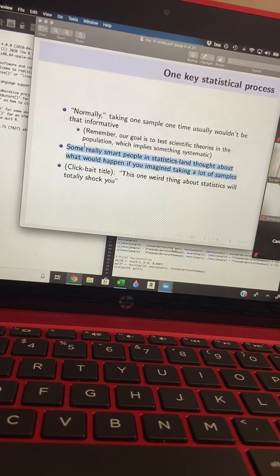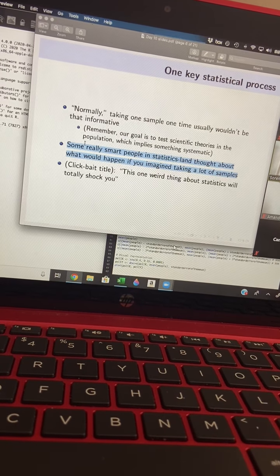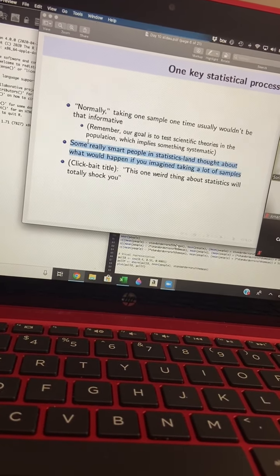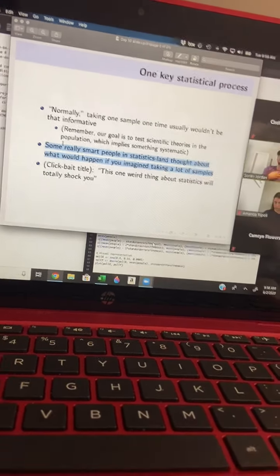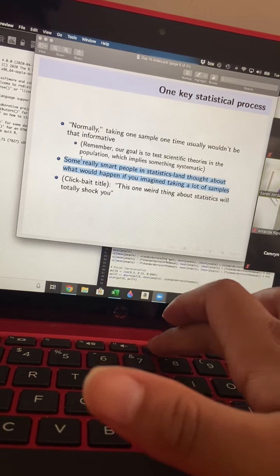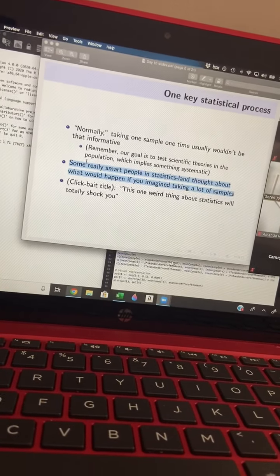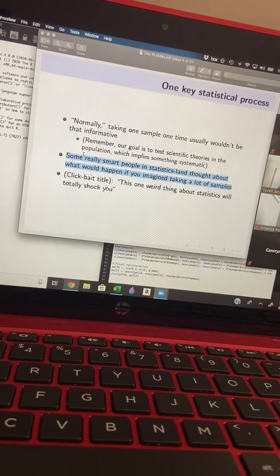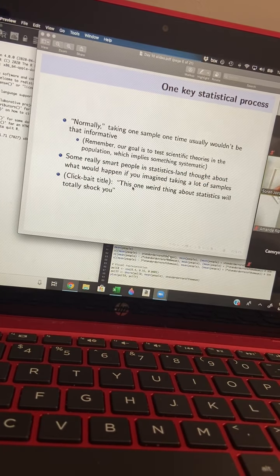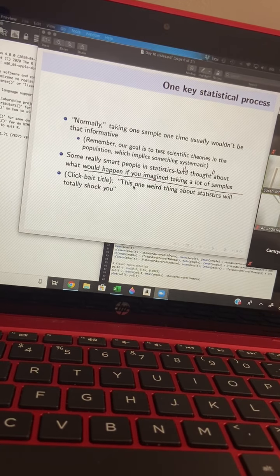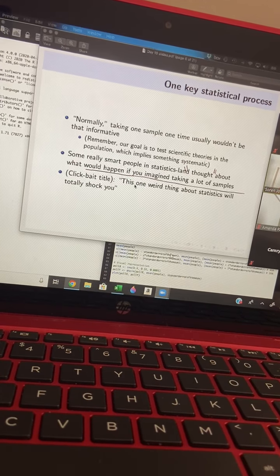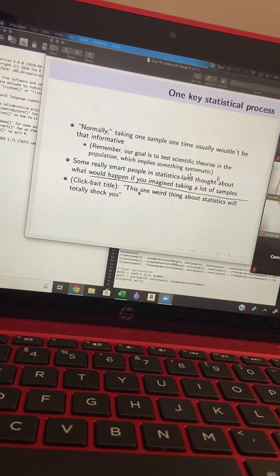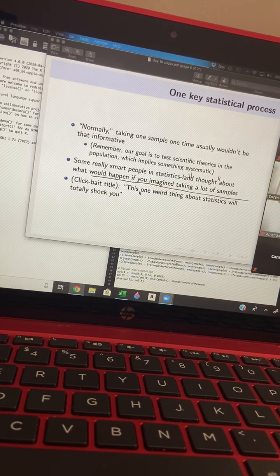And what statisticians thought about was what happens if you imagined the world of taking lots of samples. The thing that we actually do is take one sample one time. Usually that's what we end up doing, collecting data. However, statisticians enter the picture by expanding that exercise to say, well, what if you thought about this exercise as happening very many times? What would the behavior of those numbers actually end up looking like? And this is going to be the key thing that actually helps us move into that world of testing theories in the population.